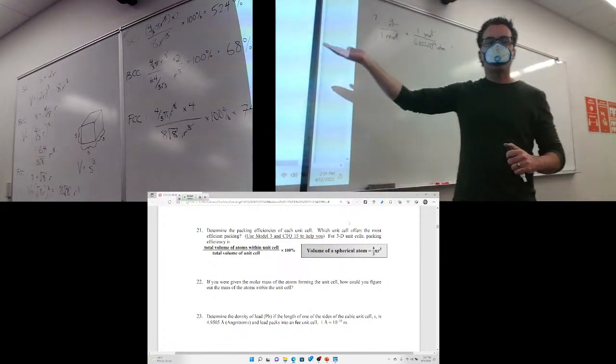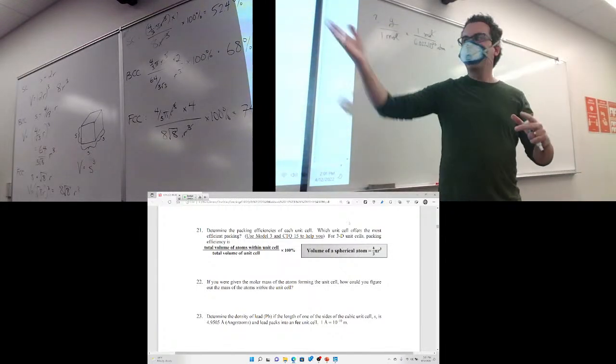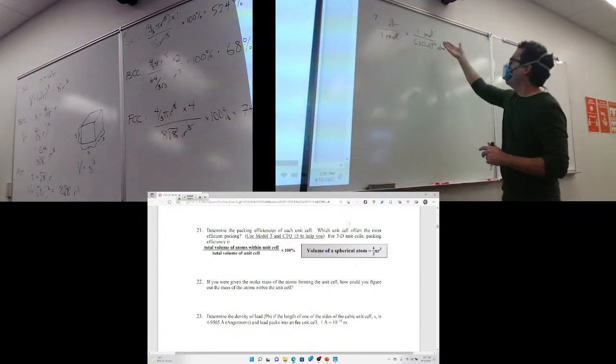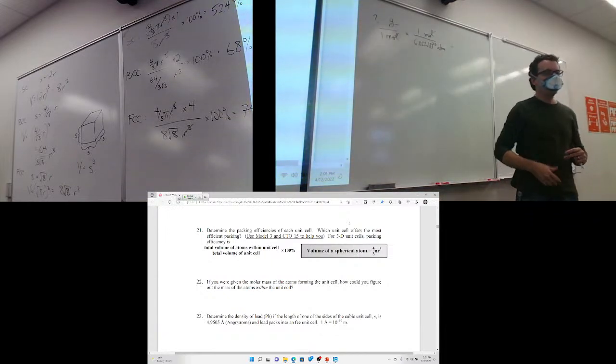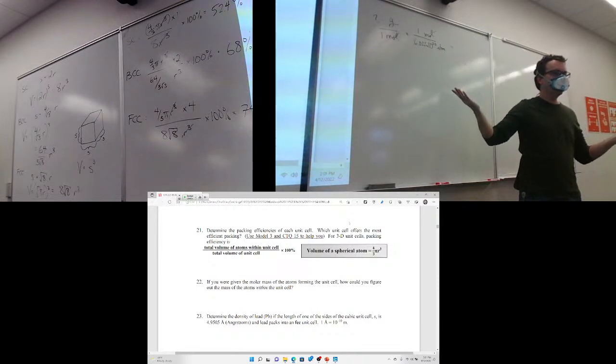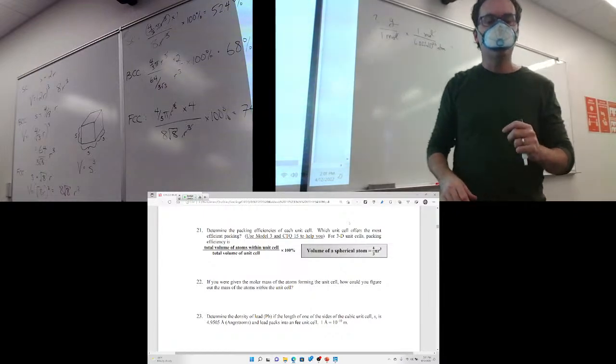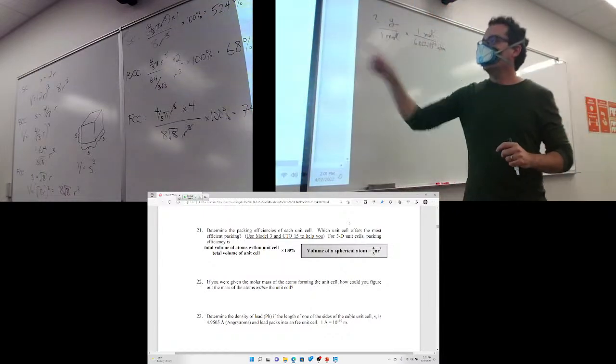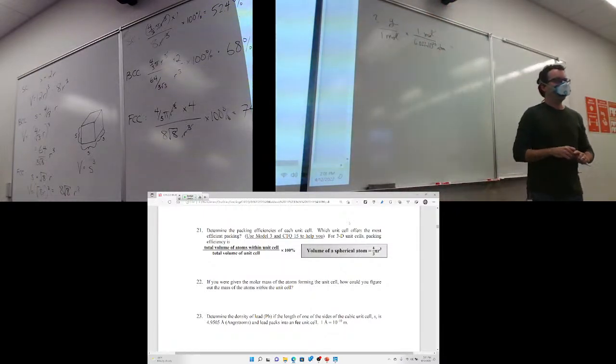So if I know there's 1 total atom, because it's simple cubic inside the unit cell, I can calculate the mass of that 1 atom. If there's 4 atoms, I can just take this number and multiply it by 4, right? So I can get the mass of all the atoms inside the unit cell. That's what's going to let me do number 23.